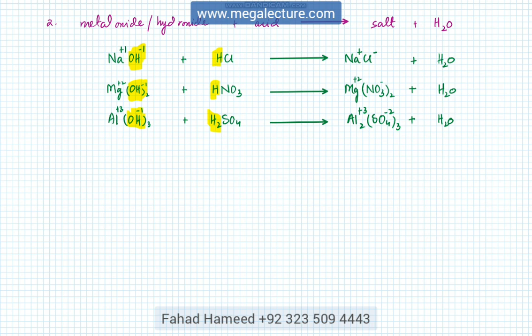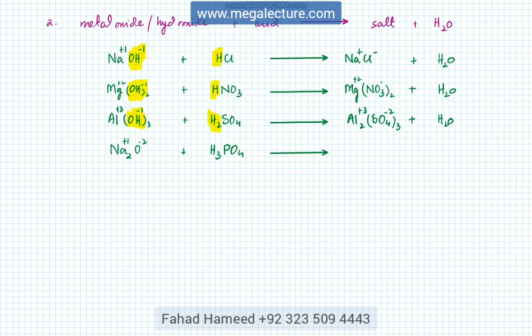Let's do equations with oxides as well. So sodium oxide, sodium is group 1, so it's plus 1. Oxide is oxygen, it's group 6, so it's minus 2. So the formula is going to be Na2O. And I'm going to react it with phosphoric acid, that's H3PO4.